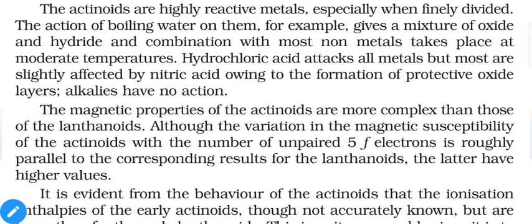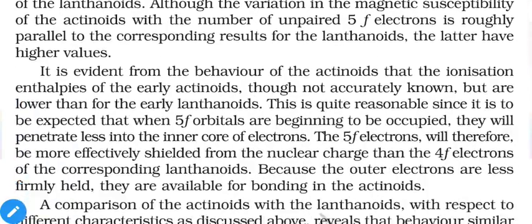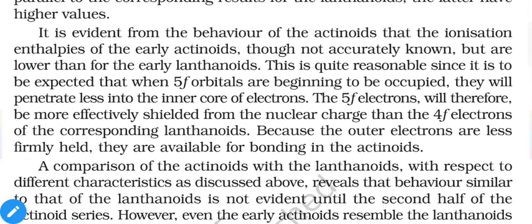The magnetic properties of actinoids are more complex than those of the lanthanoids, although the variation in the magnetic susceptibilities of the actinoids with the number of unpaired 5f electrons is roughly parallel to the corresponding result of the lanthanoids. The latter have higher values. It is evident from the behavior of the actinoids that the ionization enthalpies of the earlier actinoids, though not accurately known, are lower than for the earlier lanthanoids.